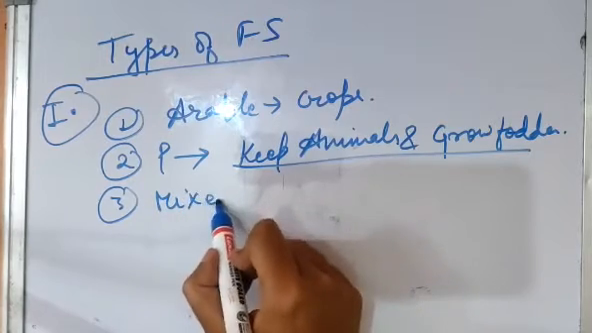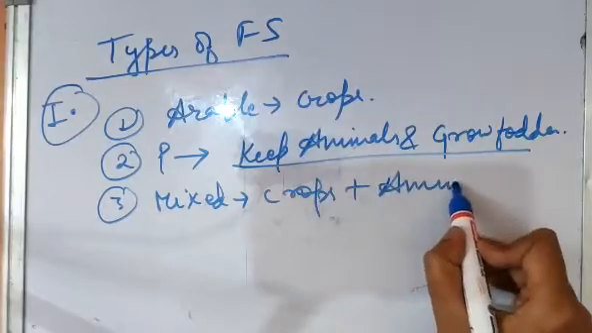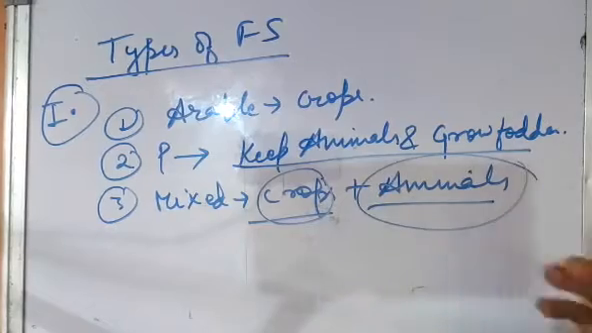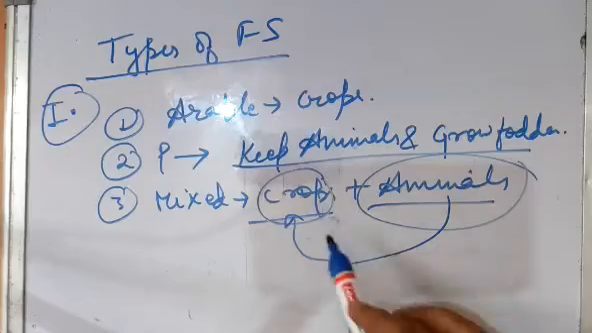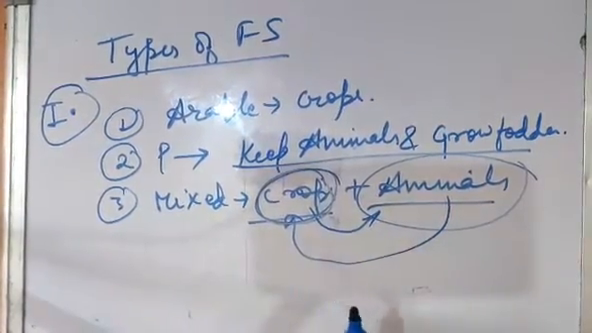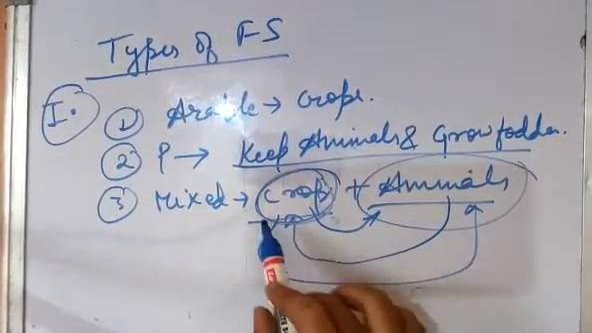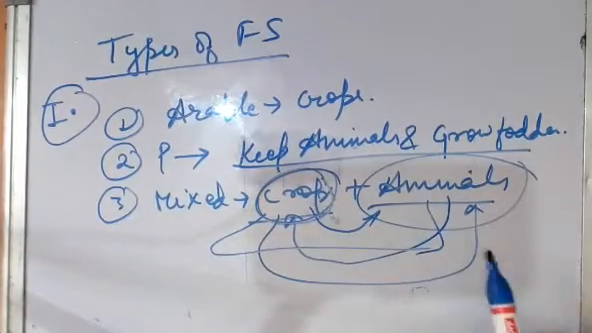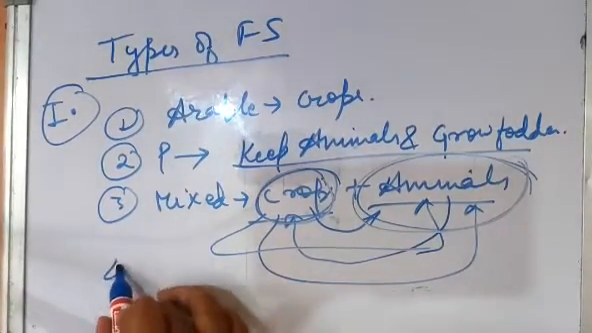Mixed: crops plus animals. Here we mix different types of farming systems. We have crops and we have animals, so that the waste of one is used as manure for the crops. The waste of crops, like the waste left of paddy, can be helpful in feeding our animals. The waste left of wheat, which is called bhusa in Hindi, bhusi, chara, can be used to feed animals. So that is what a mixed system is.